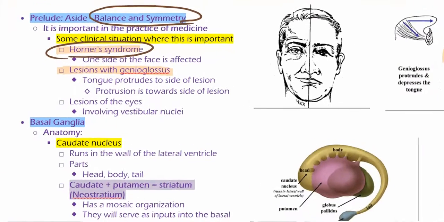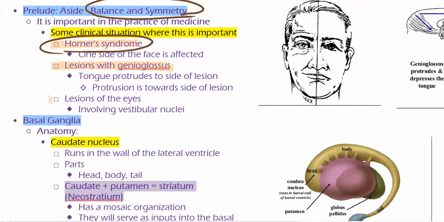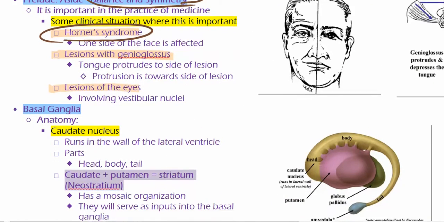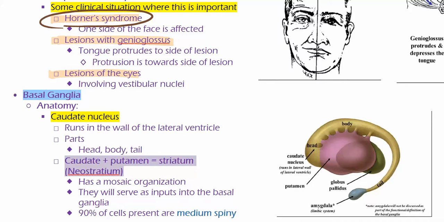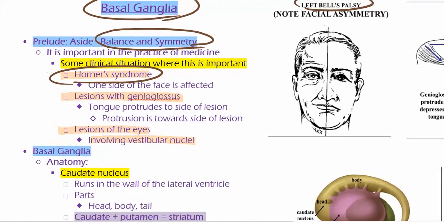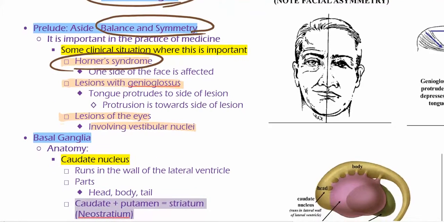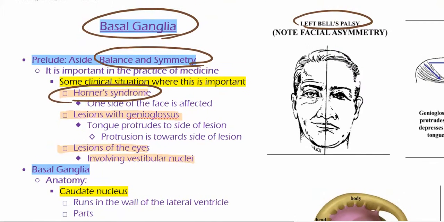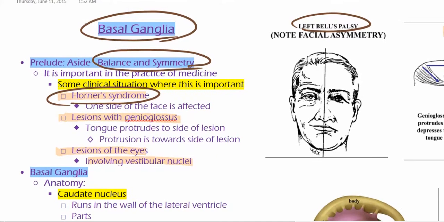And then the last thing he mentioned is the lesion of the eyes, involving the vestibular nuclei. He just mentioned these before he gets into basal ganglia. Did everyone get this? It doesn't necessarily tie into basal ganglia at all. He just mentioned it. Complete tangent.